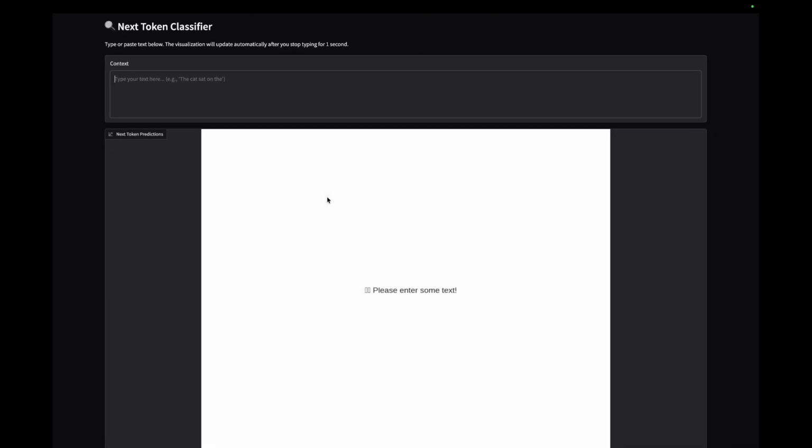So the tool is out there. Feel free to play with it, experiment with different sentences. And yeah, this is it about LLMs. We have seen that they are actually just classification. They are solving a classification problem, so there is no magic happening there. They just predict the next token.